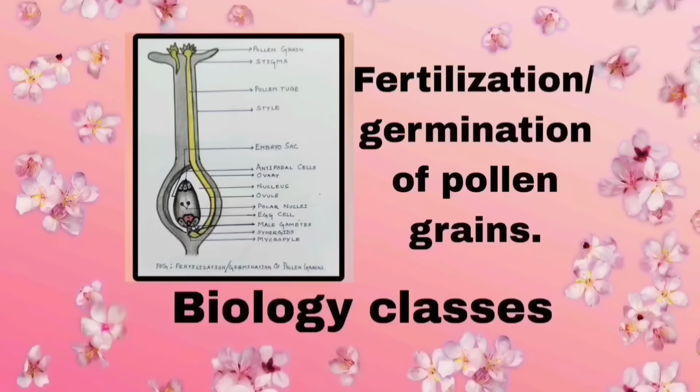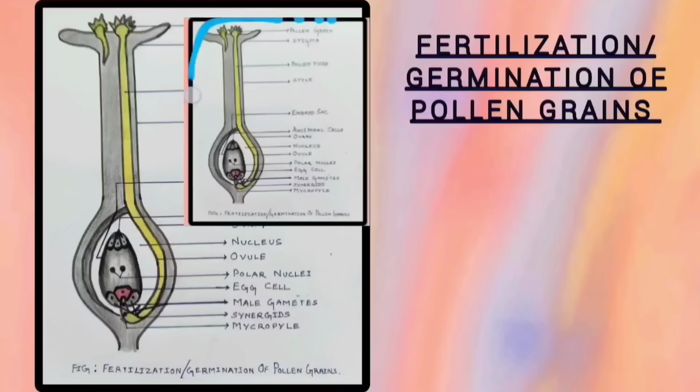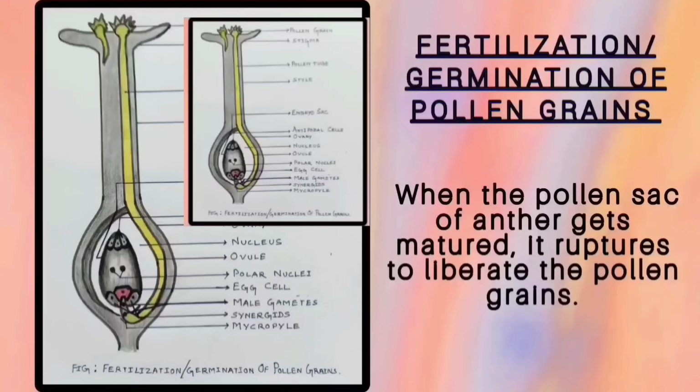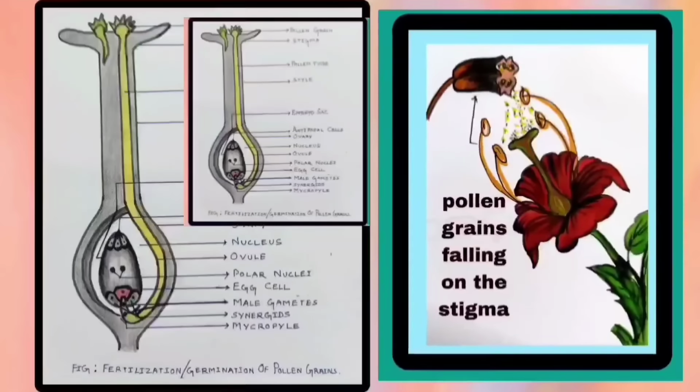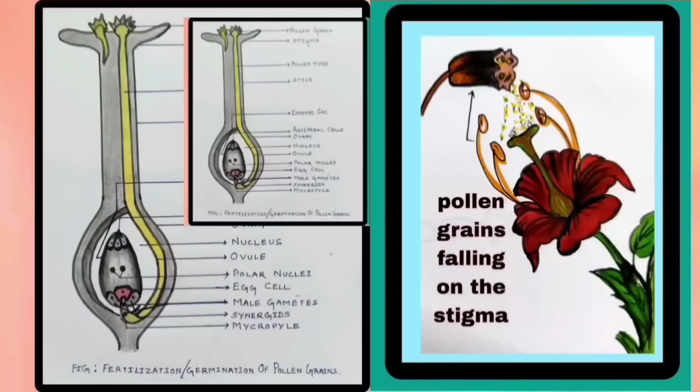Hello friends, this video is a complete tutorial for fertilization and germination of pollen grains. When the pollen sac of the anther gets matured, it ruptures to liberate the pollen grains. Now this pollen grain falls on the stigma of the flower through self and cross-pollination. I'll soon upload a video on the topic of self and cross-pollination.